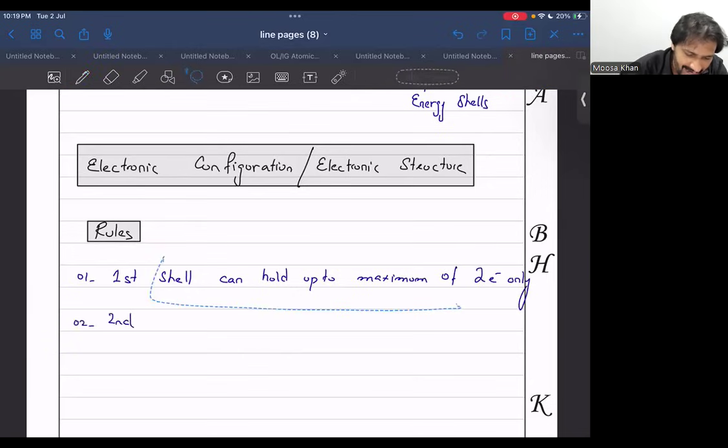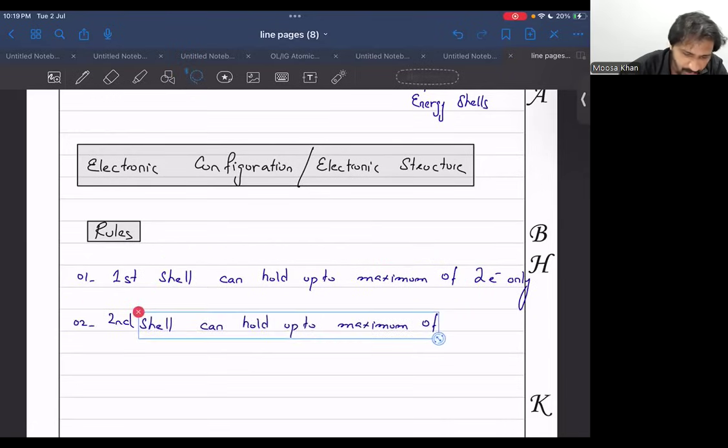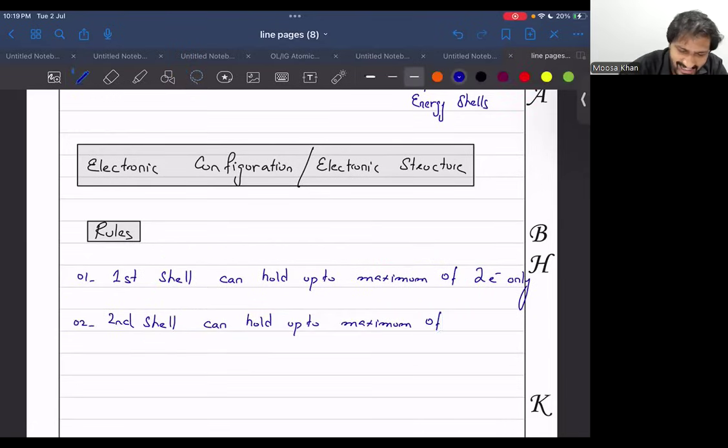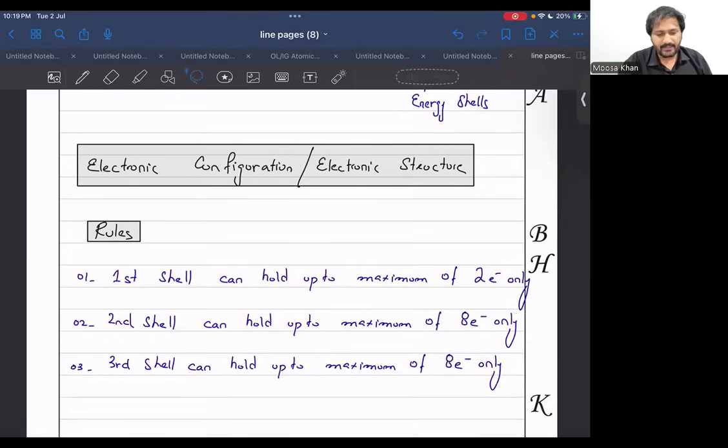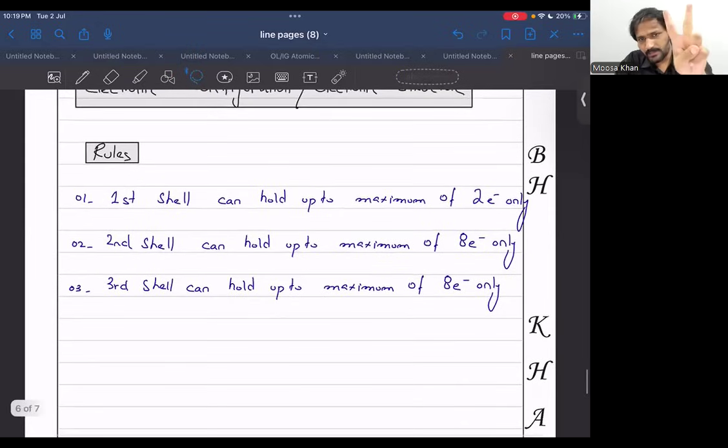Second shell can hold up to a maximum of 8 electrons. It can hold less than 8 electrons, but no more than 8. 8 से कम हो सकते हैं, ज्यादा नहीं हो सकते. Similarly, all the shells beyond the second shell can hold up to a maximum of 8 electrons. Third shell and fourth shell can also hold up to 8 electrons. This is the basic rule. भाई बड़ा सिंपल सा रूल है. Only the first shell can hold up to 2 electrons. All other shells after the first shell can hold up to 8 electrons.